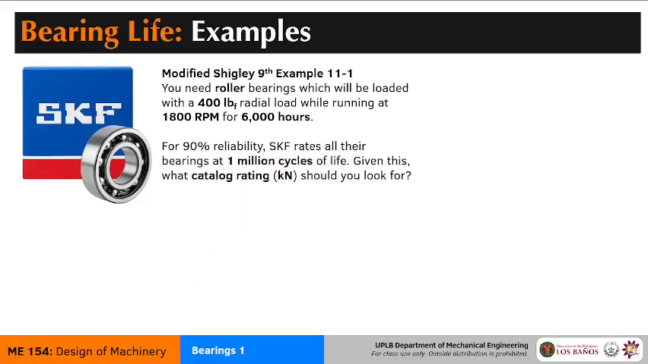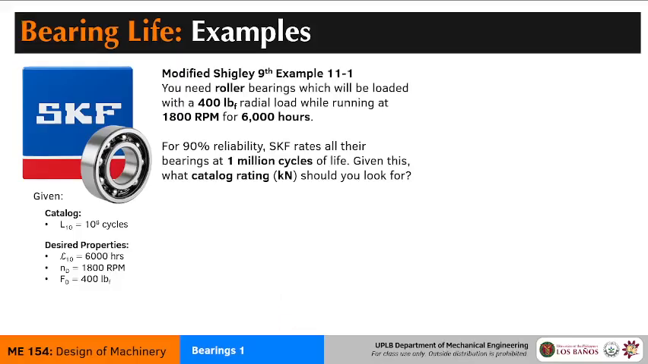So let's break it down. Let's look at our givens first. You have two categories for the givens. The first is the one that comes from the manufacturer, which is your L sub 10. This is 10 to the 6 cycles, nothing new. And then these are your design properties. Now, okay, how do you find the catalog rating then?